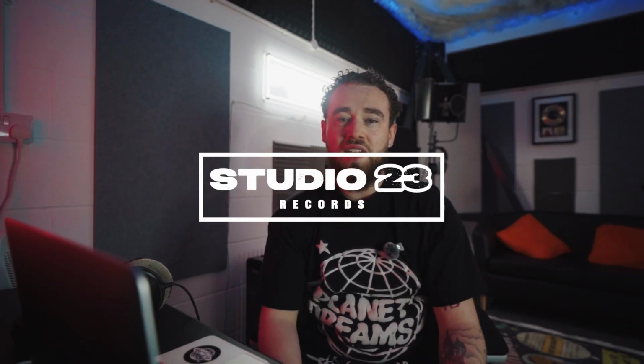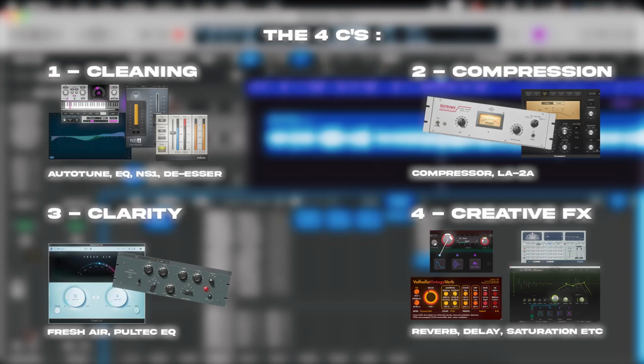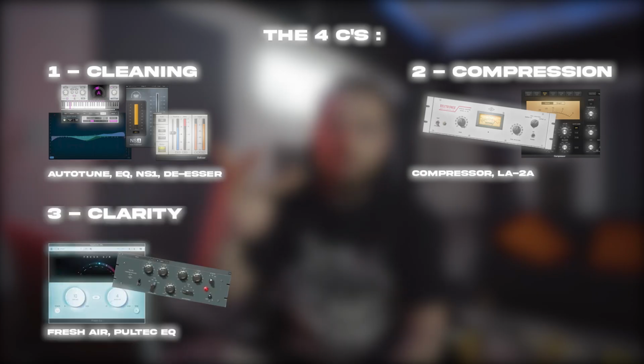What's good? Junior NRB from Studio 23 Records, and I've been working in the music industry for over 8 years now. I used to try and learn how to mix from YouTube, but one thing I always noticed was the mixing tutorials under-explaining and over-complicating everything. So in this video, I want to break down vocal mixing in the most simple way that I can, using a concept I made called the 4 C's. Every vocal mix I do can be broken down into 4 stages: cleaning, compression, clarity, and creative effects. And once you have that, you'll have everything you need to know to learn to mix.